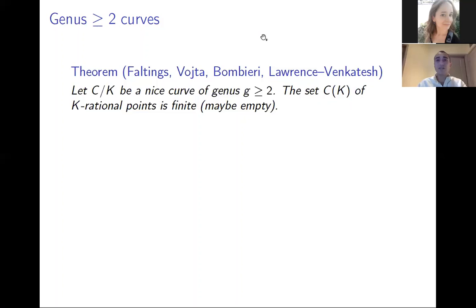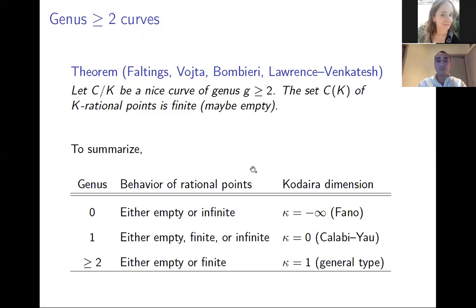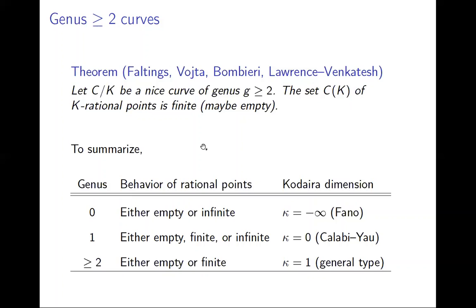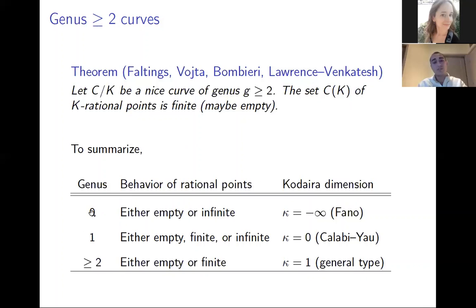So we've seen a lot of different behavior, and we can summarize this in the following table. On the left-hand column we have the genus. When the genus is 0, the behavior of the rational points is either empty or infinite. And there's another geometric birational invariant called the Kodaira dimension, which comes into play. The Kodaira dimension of a genus 0 curve is minus infinity. It's what's called a Fano variety.